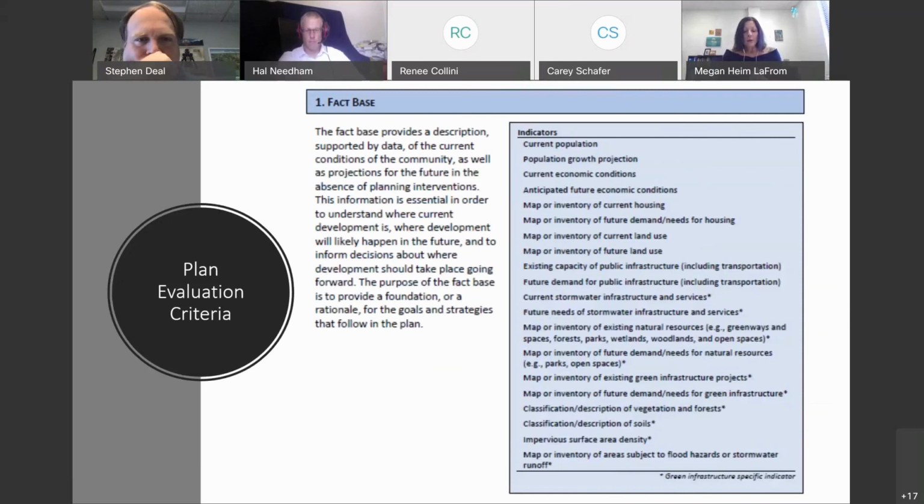So the first component is the fact base, which offers a description of the current conditions as well as projections for the future. So this information is important for understanding where current development is, where it's likely to take place in the future, and hopefully to inform future decisions about development. So this information in turn allows planners to assess reductions in green space, increased stormwater runoff from impervious surfaces, for example, which are all related to the need for green infrastructure.